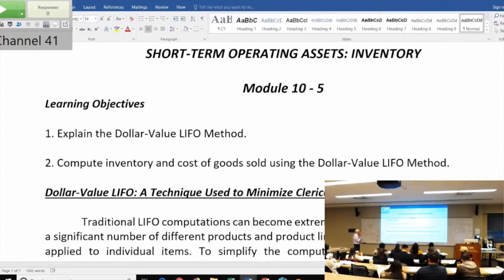The idea of dollar value LIFO is to minimize clerical time, because if you had to do LIFO for every product, let's say it's a retail store. Just think about walking into a retail store and looking at, or even Amazon, with a warehouse where they sell online. If you look at every shelf, every bin, there are hundreds of different products. If you had to calculate LIFO for each one of them, it would be very time consuming. So companies and accountants have decided to find ways to minimize clerical time.